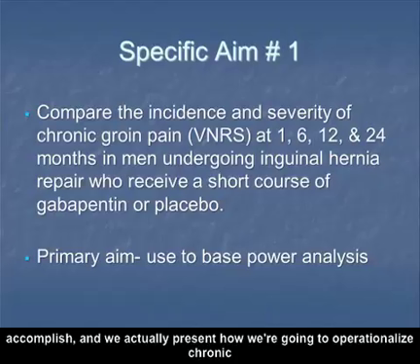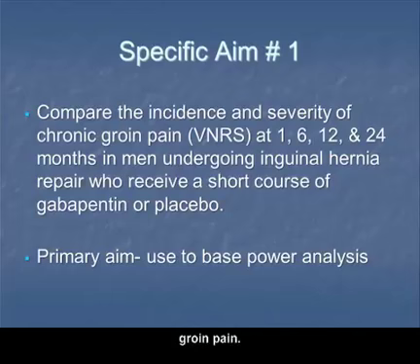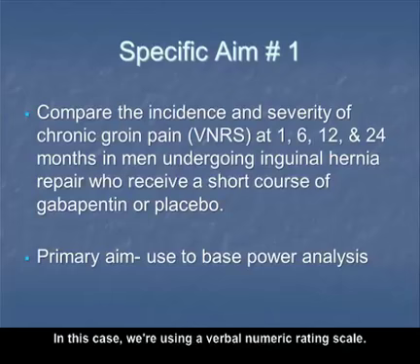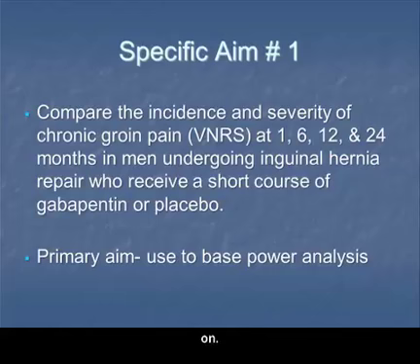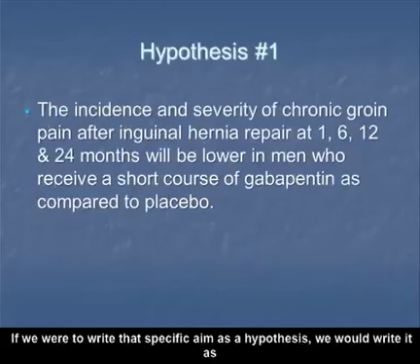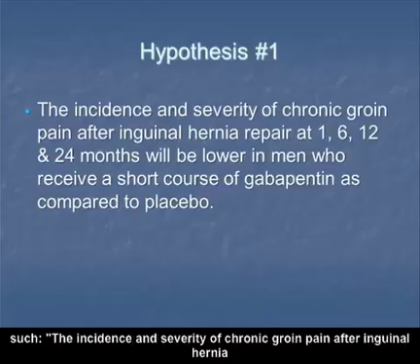And we actually present how we're going to operationalize chronic groin pain. In this case, we're using a verbal numeric rating scale. And because this was our primary aim, we would use this to base our power analysis on. And if we were to write that specific aim as a hypothesis, we would write it as such.